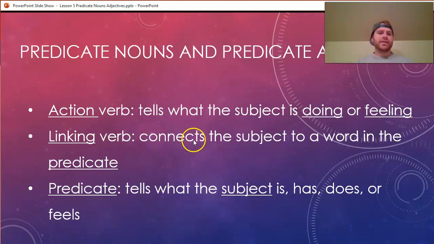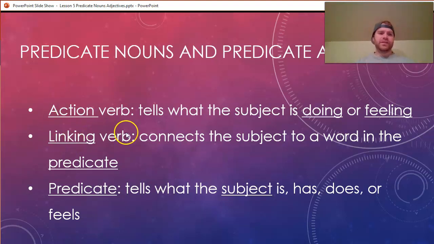Linking verbs connect the subject to a word within the predicate, and the predicate simply tells us what the subject is, does, has, or feels. We'll talk about subject and predicate a bunch in semester 2 as well. When you think about the predicate of the sentence, usually it's the verb or verb phrase and whatever follows it. It's very oftentimes the back half of a sentence in English.